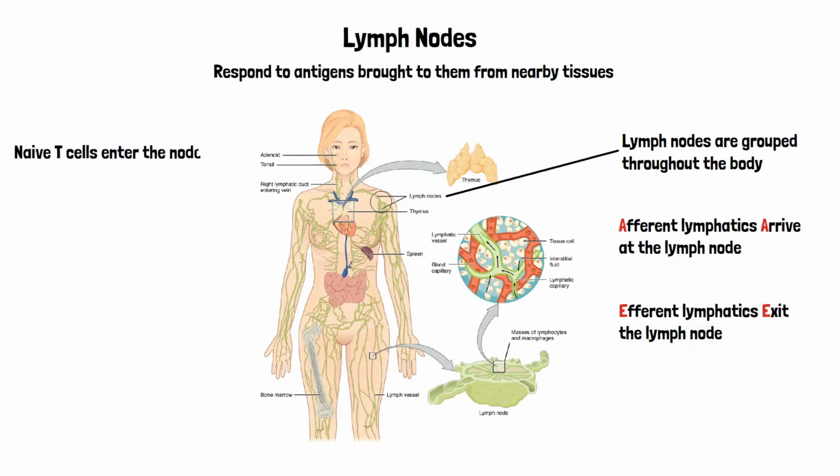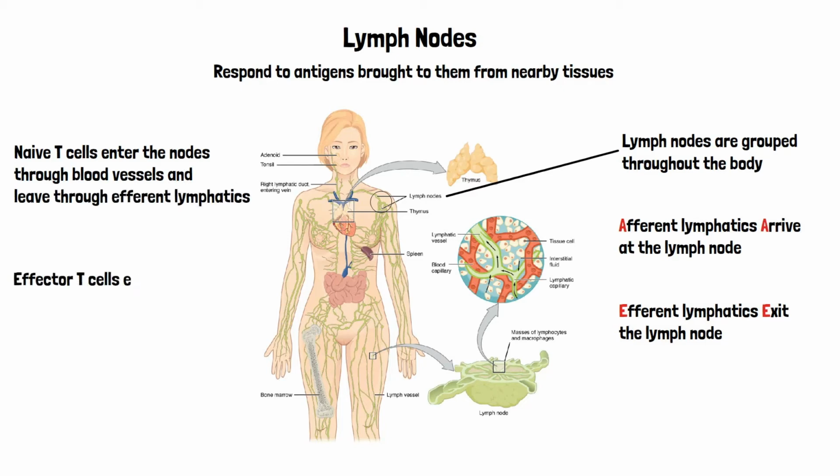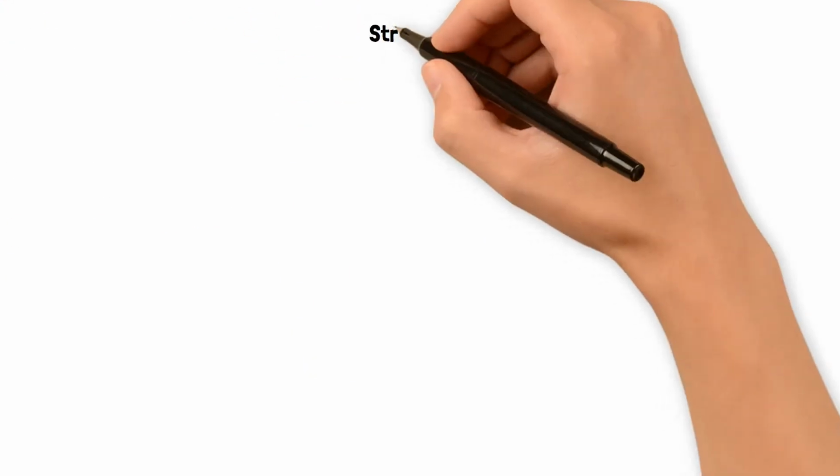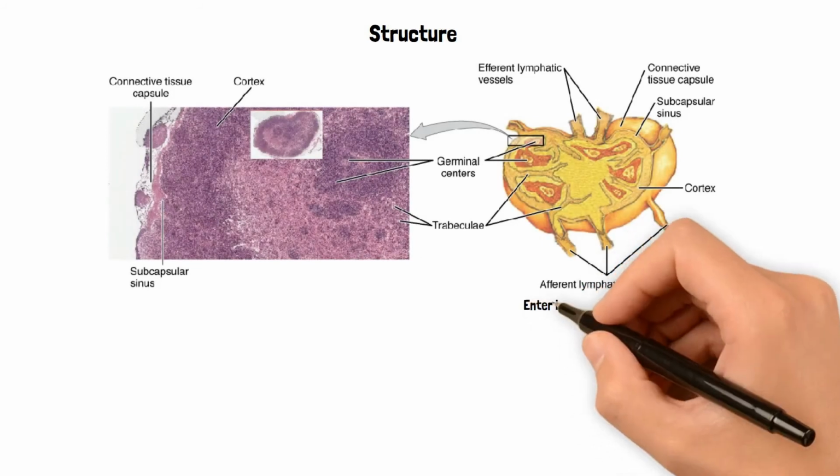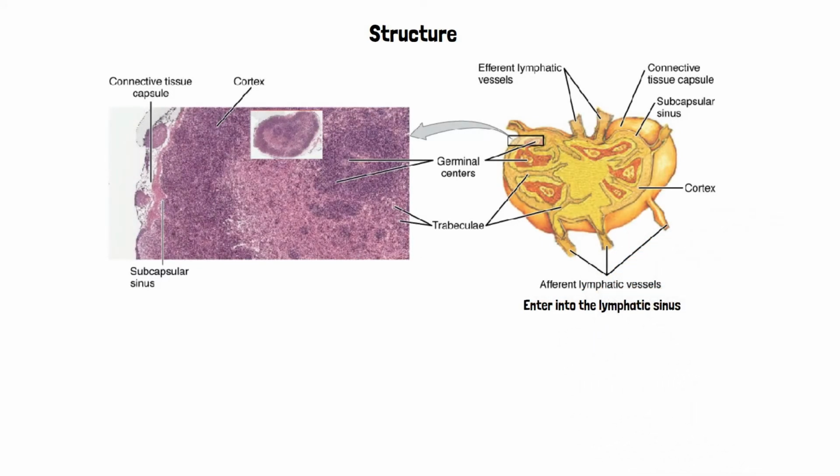The naive T cells enter the nodes through the blood vessels and exit the node through the efferent lymphatics. Effector T cells and memory cells enter the tissues at the site of infection and travel to the lymph node through the afferent lymphatics along with the antigens and dendritic cells. The afferent lymphatics enter the lymph node along the outer edge into the lymphatic sinus.